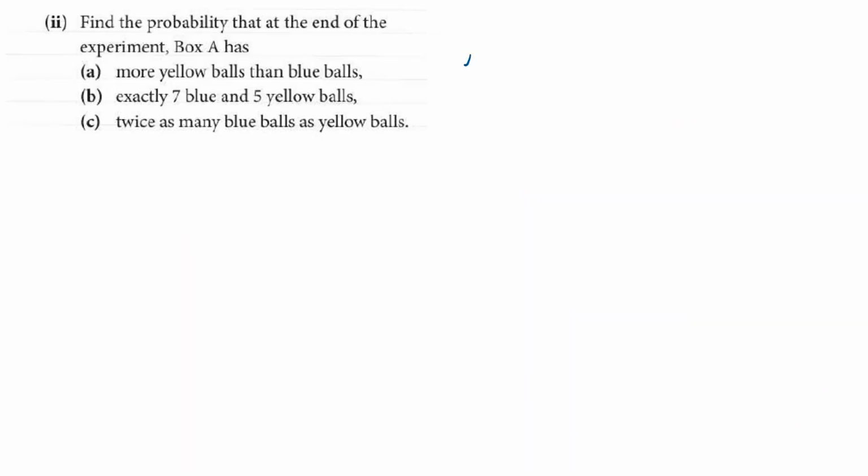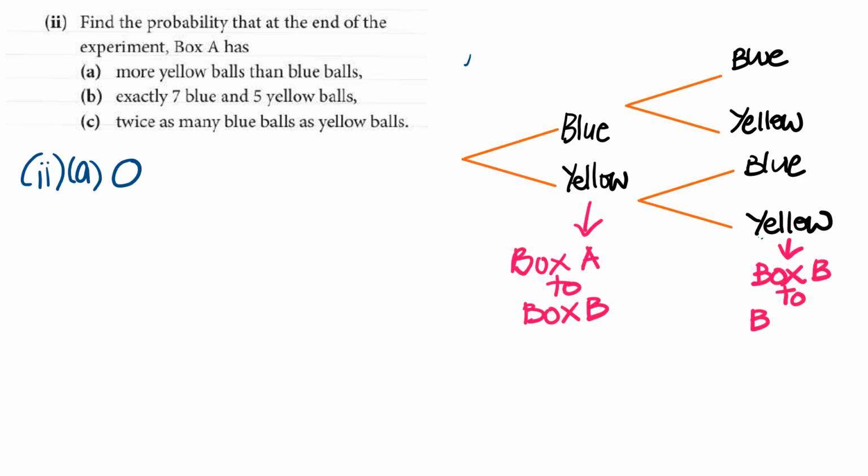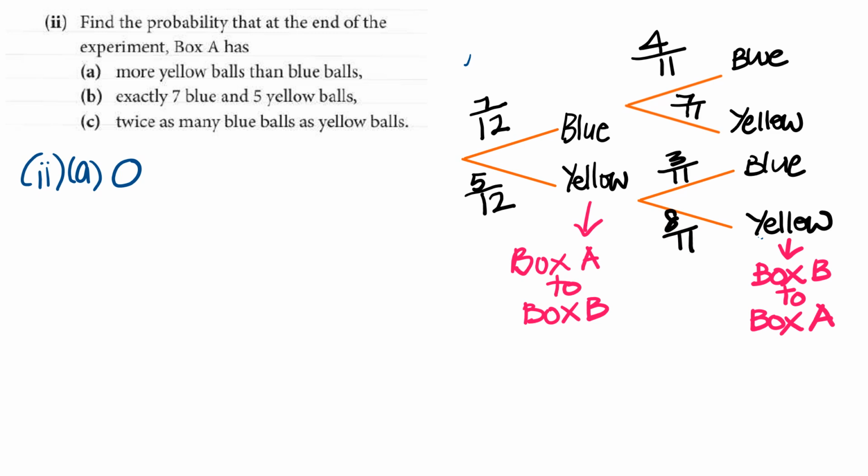Right, so let's look at part 2. For part 2A, we have the possibility diagram ready. Okay, so that's our possibility diagram. For part 2A, you want more yellow balls than blue balls at the end. If you look at the possibility diagram, the probability is 0, because the blue balls will always be more than the yellow balls.